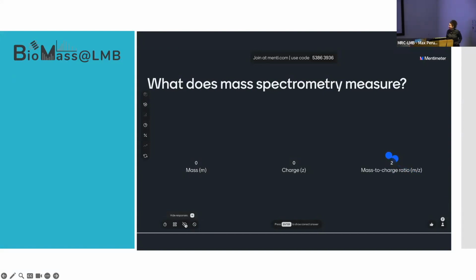Oh, we have two answers. Well then, and that's correct. We do measure mass to charge ratio. I was kind of hoping that you would get tempted and press mass, but no, we do measure mass to charge ratio. In fact, if you don't have any charge, we won't be able to see anything inside the mass spec. It needs to have a charge, or many charges, negative or positive. So it goes inside the mass spec.